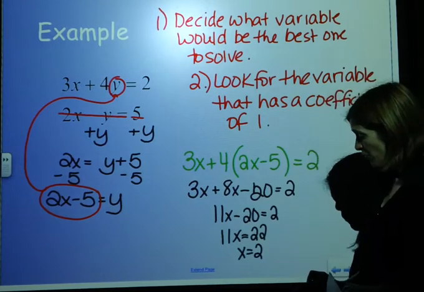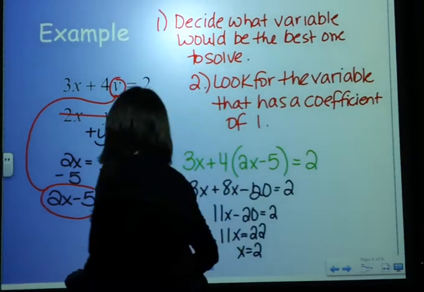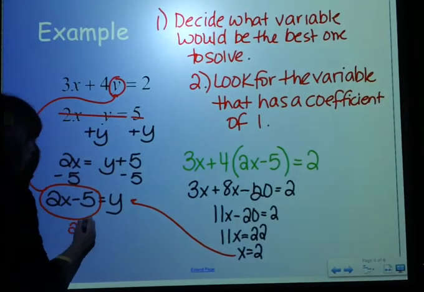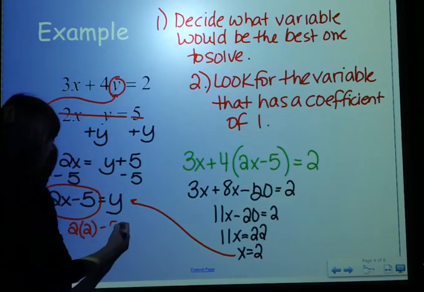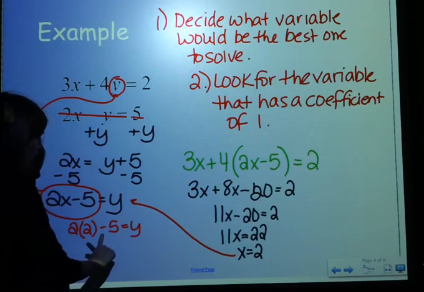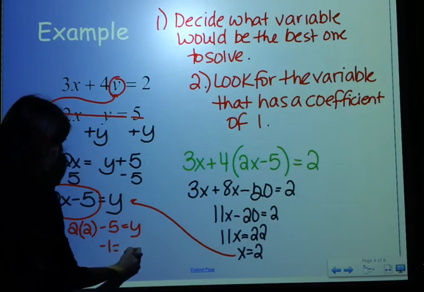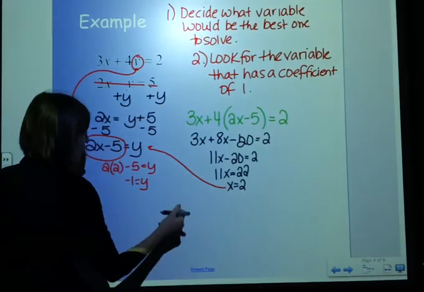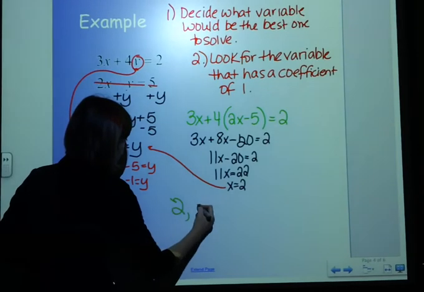Now I still have to find y because I've only got that one part. So I'm going to go back to this equation and I'm going to do 2 times 2 minus 5 equals y. So 4 minus 5 gives me -1. And then I'm going to write my answer as a coordinate point. 2, -1.